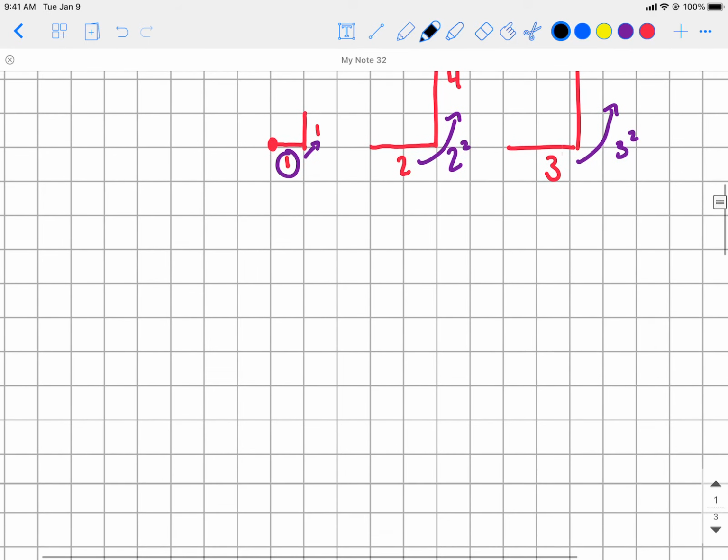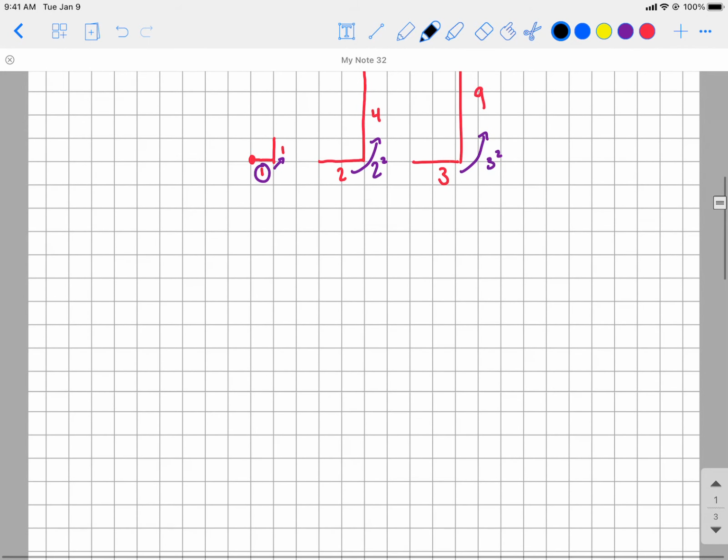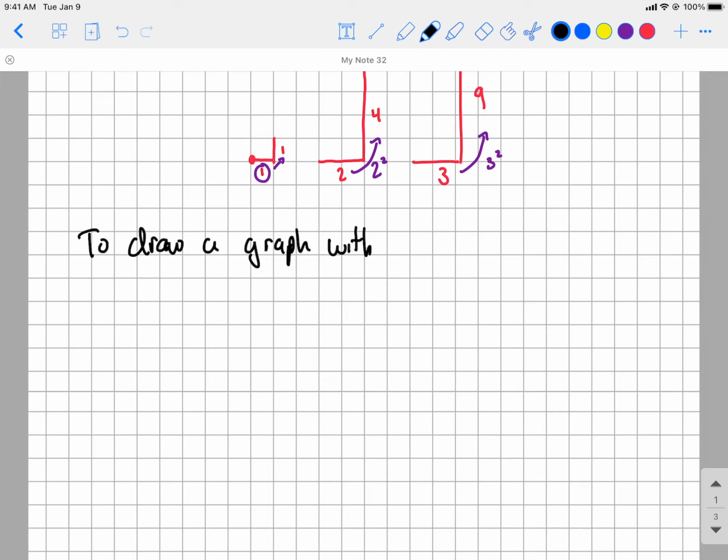So if we're drawing with the shortcut method, here's what we're going to do. We're still going to use the vertex the same way we did in the last video. So that part hasn't changed. So to start, step 1 is still place your vertex.